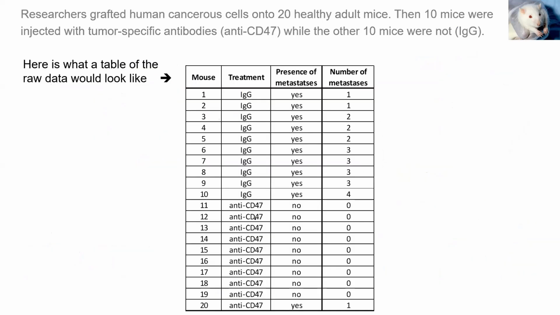You might want to think about how the data would look if you were to have a data table ready for analysis. So the best way to organize a data table is to have one row for each individual. So here we have a grand total of 20 mice. We know that 10 of them had the control treatment, and the other 10 had the tumor-specific antibody treatment. Two variables were represented. One was the presence of metastases, yes versus no, categorical. The other one was how many metastases, that's a number.